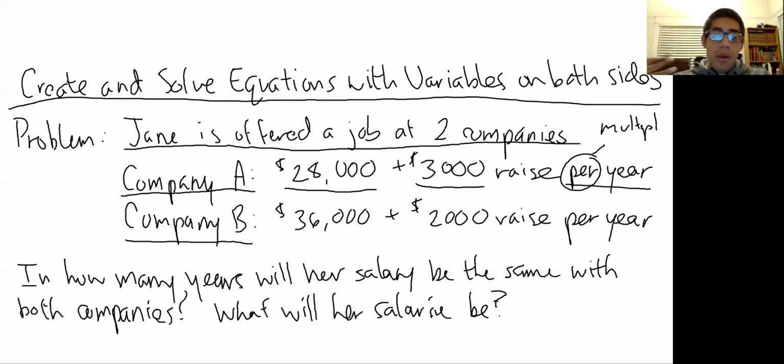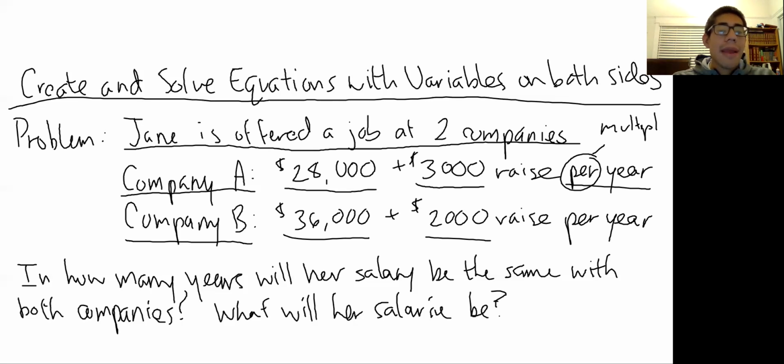In order to make an equation out of this, we're going to have to make a variable with that. We're going to get into that later. Anyways, let's look at Company B's stats. Company B, $36,000 per year plus a $2,000 raise every single year. Okay, cool. So the problem says, in how many years will her salary be the same with both companies, right? What will her salary be?